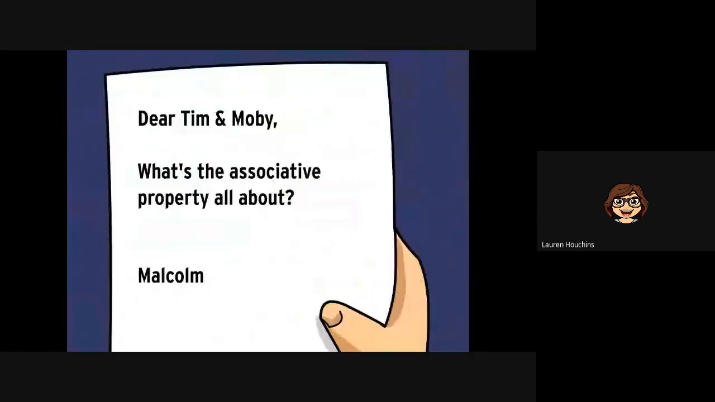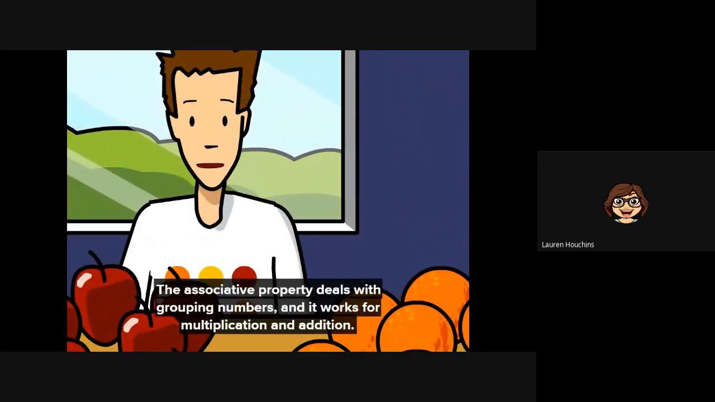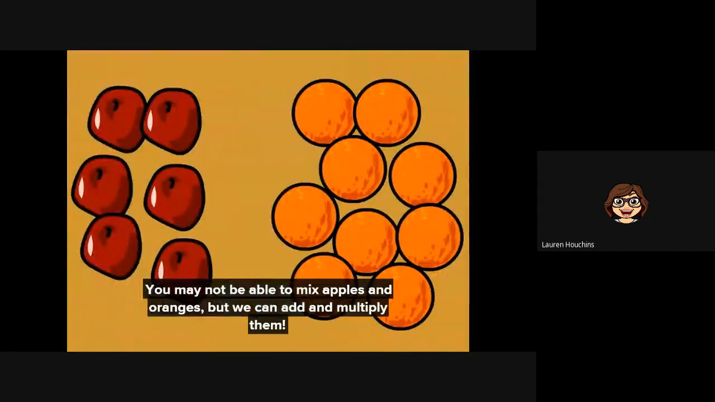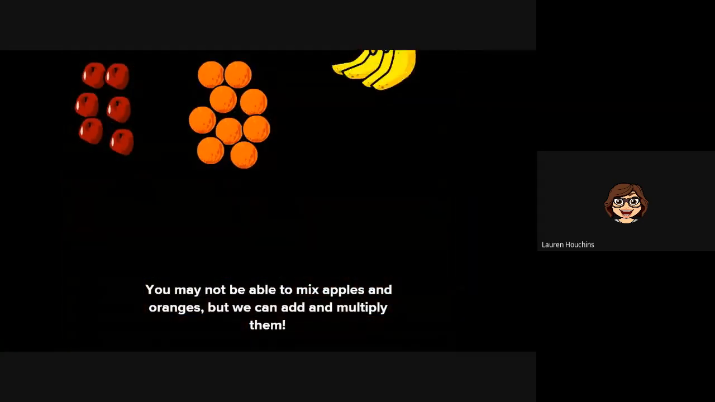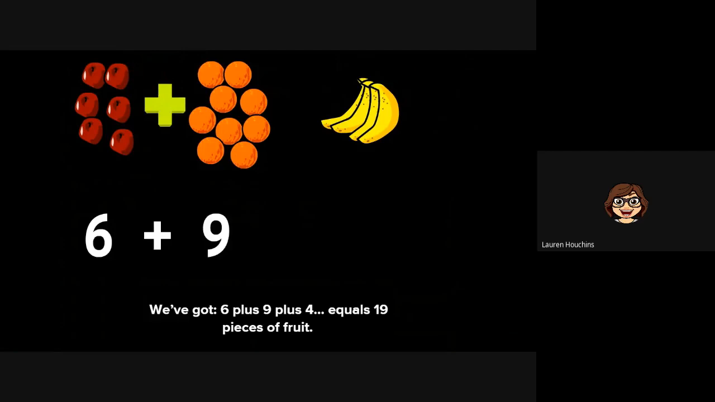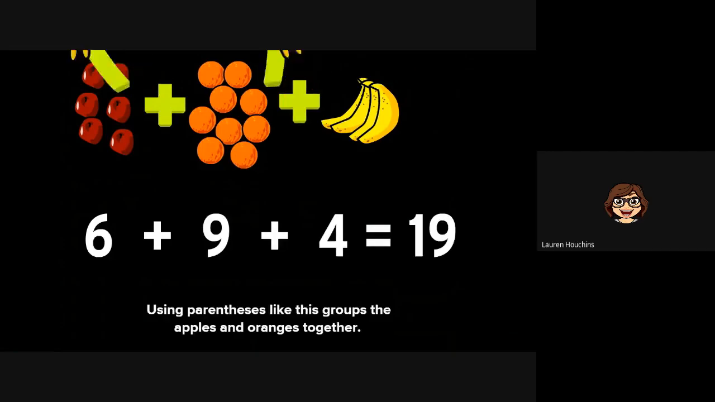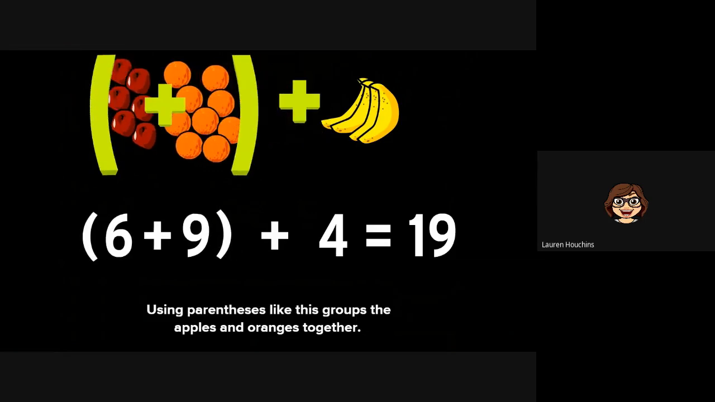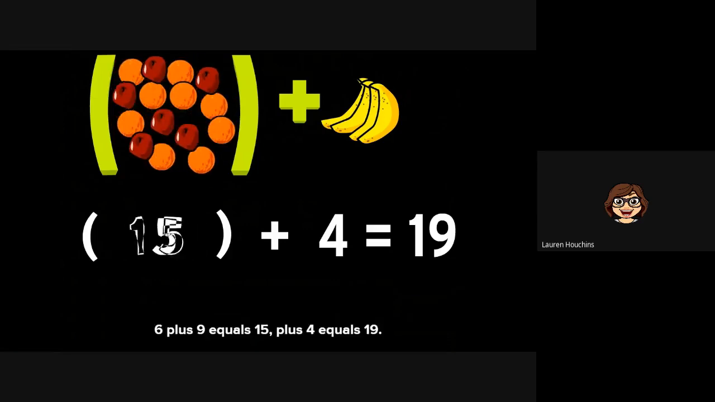Dear Tim and Moby, what's the associative property all about? From Malcolm. The associative property deals with grouping numbers and works for multiplication and addition. You may not be able to mix apples and oranges, but we can add and multiply them. Let's throw some bananas in there too. We've got 6 plus 9 plus 4 equals 19 pieces of fruit. Using parentheses like this groups the apples and oranges together. It's a rule that we always do what's in the parentheses first, so 6 plus 9 equals 15, plus 4 equals 19.